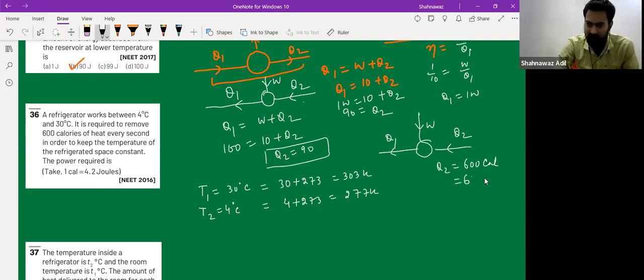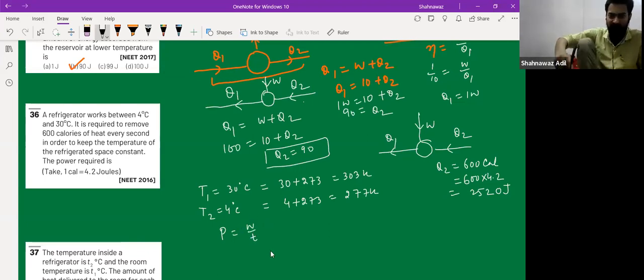You guys know what a calorie is in joules. So 600 into 4.2 is 2520 joules, right? So we know Q2, we know T1 and T2. Now, what they are asking is the power required to remove the heat every second. So for power, we need work, right? Power is work upon time, so we need work.